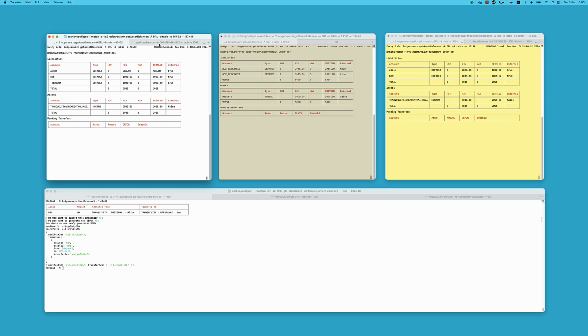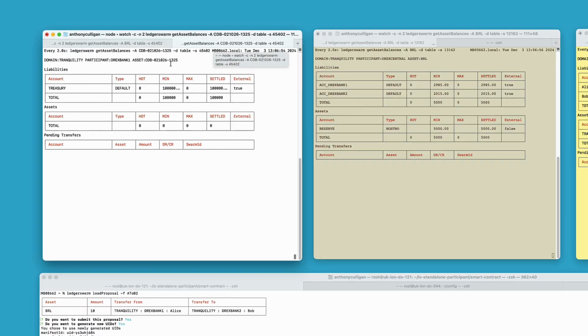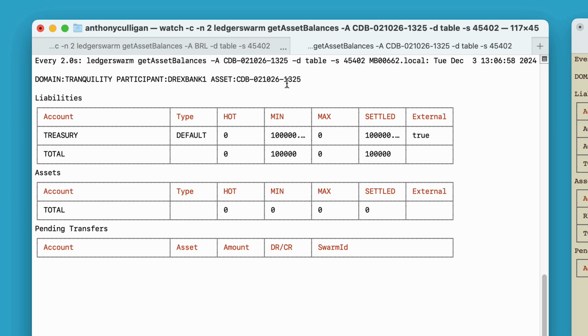Now let's look at a certificate of deposit issued by DREX Bank 1. Here we can see that DREX Bank 1 has an inventory of 100,000 of a CDB, which expires on 2nd October 2026 and has a coupon of 13.25%. This balance is recorded on a tokenizado contract. From this balance, we are going to issue 1,000 to Alice, who will pay face value for that certificate.